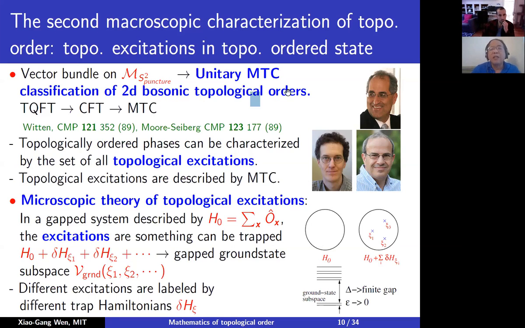this topological order is classified by this modular tensor category. Historically, this connection is a little bit of a detour. Witten, in his paper, defined the topological quantum field theory and found its connection with conformal field theory, and Moore and Seiberg made a very systematic study of conformal field theory and found the connection to modular tensor categories. So from this point of view, we can see that there is a rather close connection between topological quantum field theory and the modular tensor category in two dimensions. Okay, however from a condensed matter point of view, this modular tensor category is a theory for the excitations, for this point defect on the sphere.